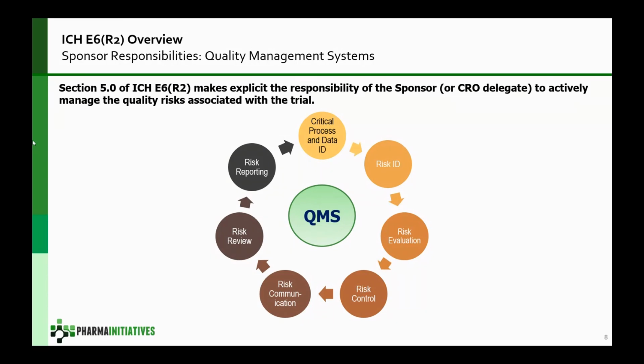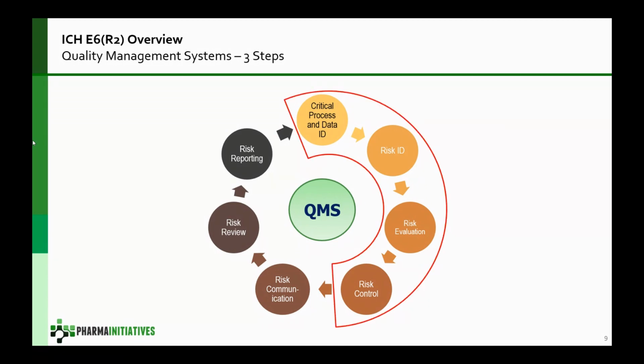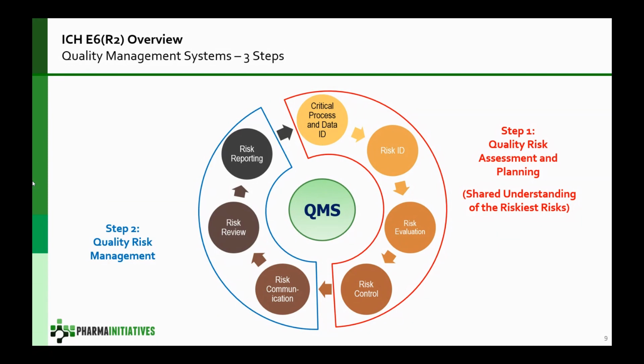It's not really helpful to think of this as 7 things. It's a lot more helpful to think of this as sort of 3 steps, and throughout this discussion today, I'm going to be talking about it in terms of 3 steps. So the first step is quality risk assessment and planning, which informally I think of as a shared understanding of the riskiest risks that we face in this trial. The second step is quality risk management, or watching out for those risks and acting before they become a problem. This is where central monitoring lives, and remote monitoring lives, and targeted SDV all lives here in step 2.